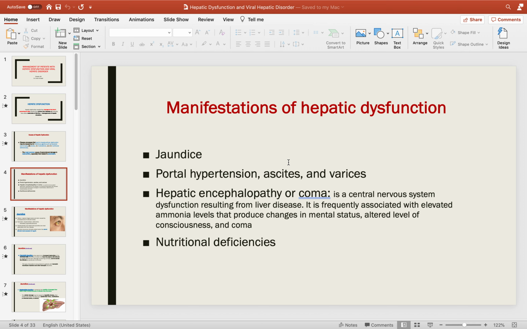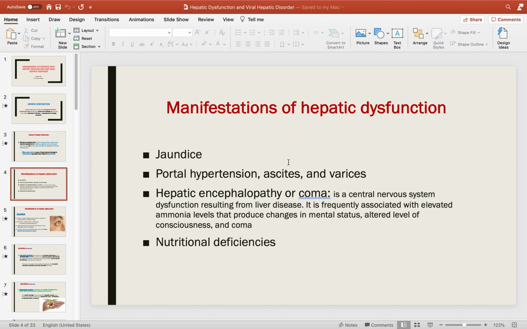Hepatic encephalopathy or coma is a central nervous system dysfunction resulting from liver disease, and it is frequently associated with an elevated ammonia level that produces a change in mental status or altered level of consciousness. So it's very important to assess the level of consciousness or mental status of a patient with hepatic dysfunction, because the patient may reach the stage of encephalopathy, and if so, the patient will normally have changes in mental status.